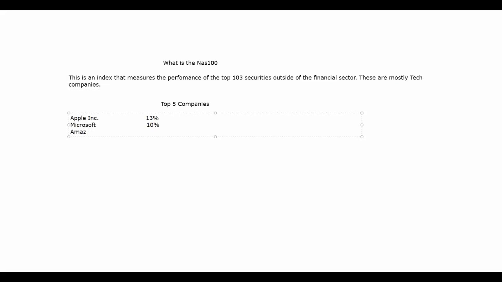Amazon. Then we have Amazon. Guys, this stuff is important to know, okay? Because if you follow the news of what happens in these companies, I'm telling you, you are going to have a clear understanding as to which direction Nasdaq is going to move and why it's even moving in that direction.